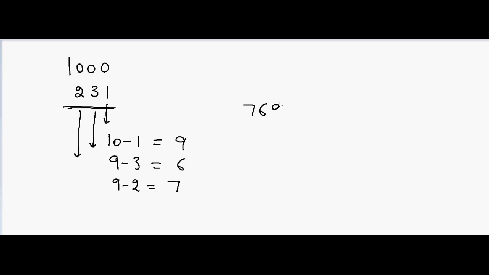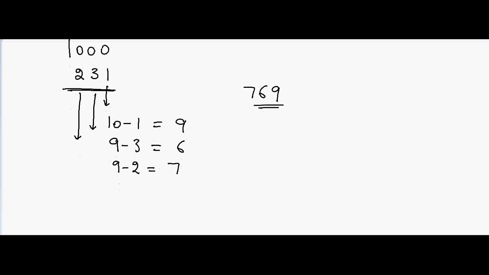In that case, first I'll take the first number and subtract it from 10. So 10 minus 1 is 9. Then I'll take the second number and subtract it from 9. That will be 6. And then I'll take the third number and also subtract it from 9, equal to 7. So my answer will be equal to 769.